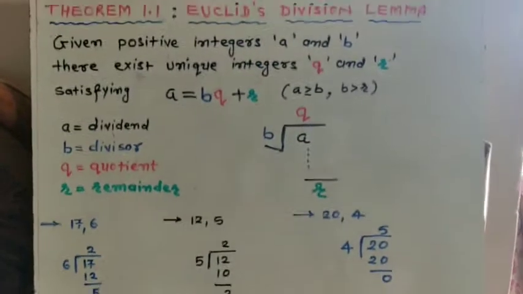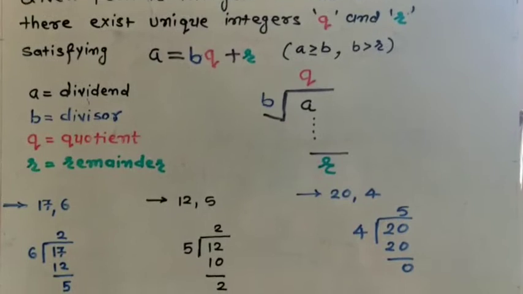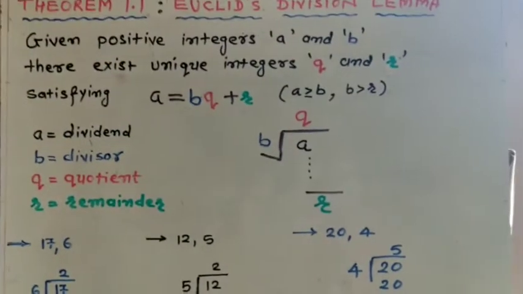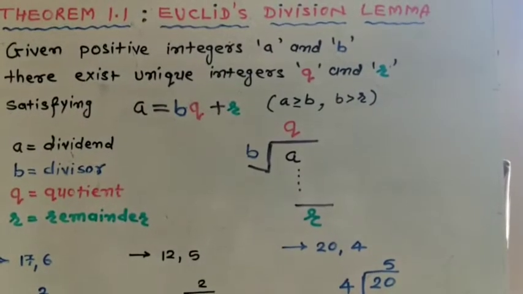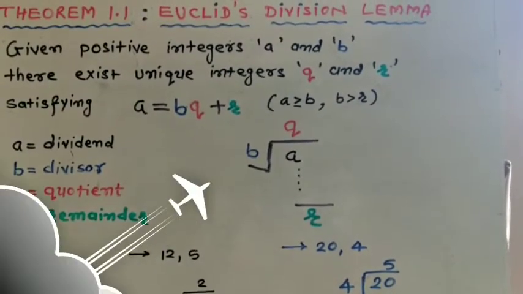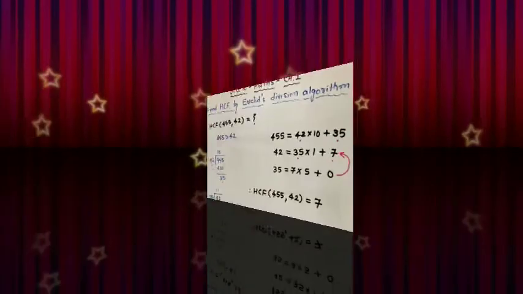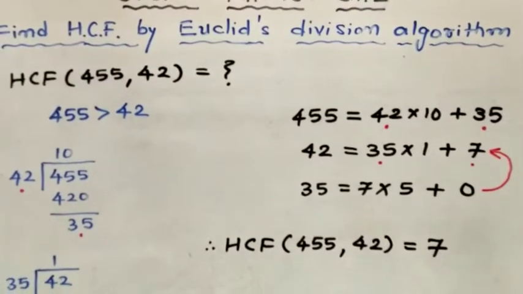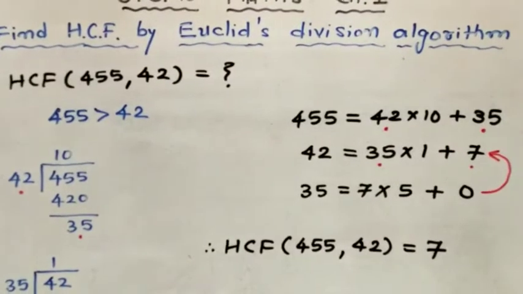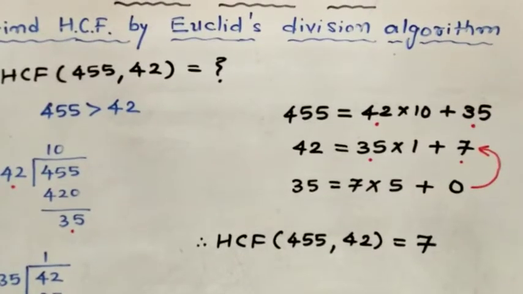Here, as per Euclid's division lemma, we can find HCF with this lemma. Here we learn to find HCF by Euclid's division algorithm. One example is: find HCF of 455 and 42.